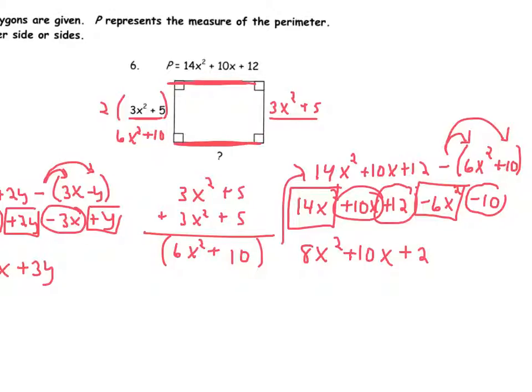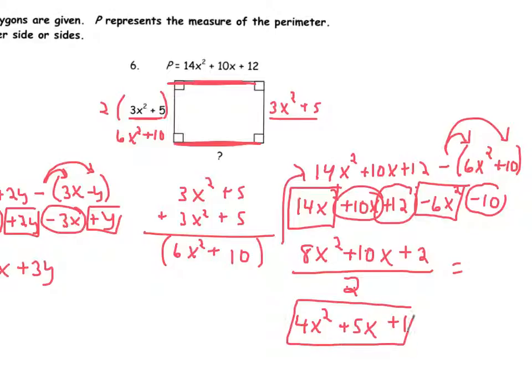So I have 2 of those that are the same. So now I need to divide by 2. So I'm going to divide this whole thing by 2. To divide it by 2, all you do is take each term and divide it by 2. So 8 divided by 2 is 4, so I have 4x squared. 10 divided by 2 is 5, so I have 5x. And 2 divided by 2 is 1. So the missing side is 4x squared plus 5x plus 1.